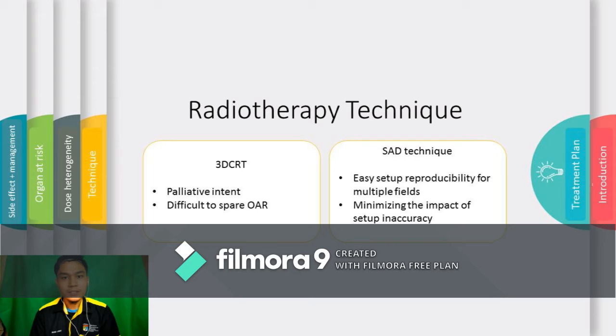The radiotherapy technique chosen is 3D CRT because the patient is under palliative intent. Compared with other techniques like IMRT and VMAT, 3D CRT is quite difficult to spare organs at risk. SAD technique will make the machine setup reproducibility easy for multiple fields, thus minimizing the impact of setup inaccuracy.